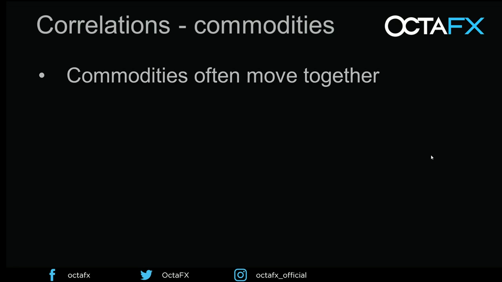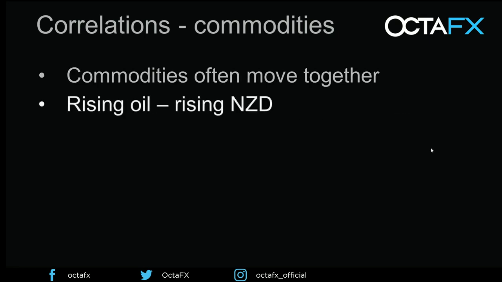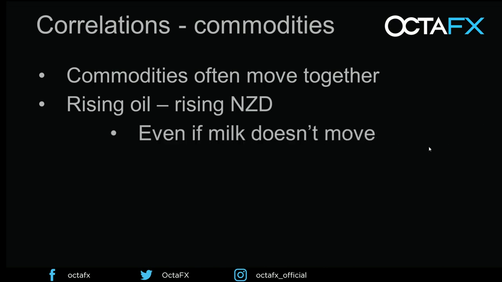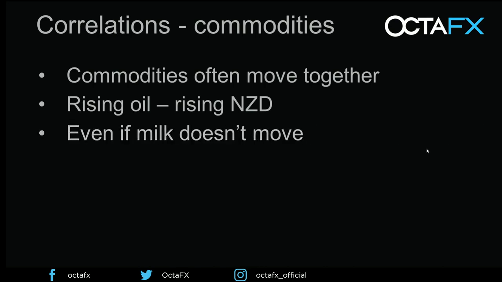Commodities often move together, and sometimes these commodities are not related to New Zealand. For example, oil prices. Canada is the biggest exporter of oil among these commodity currencies, the Canadian, Australian, and New Zealand dollar. But we often see a correlation. If the price of oil is on the move to the upside, the New Zealand dollar also moves. And of course, when it falls, it goes the other way. And even if the price of milk does not move, the rise in oil, iron ore, copper, wheat, or coffee can sometimes see the Kiwi dollar, the New Zealand dollar, get carried away as well.